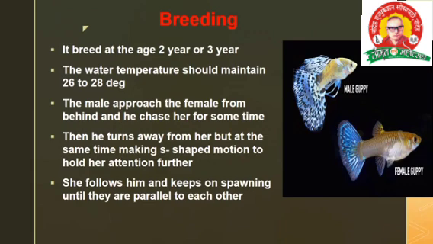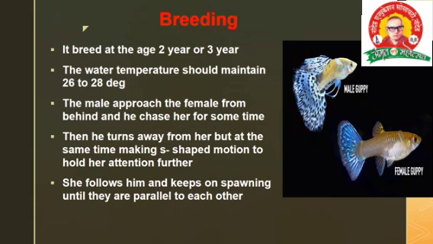Then the next one is breeding, which is important. On my right hand side, male guppy and female guppy. The male is smaller, the female is longer, and the male is somewhat colorful, but the female is not colorful. It breeds at the age of 2 to 3 years. I mean, after maturation, it can breed for 2 to 3 years.